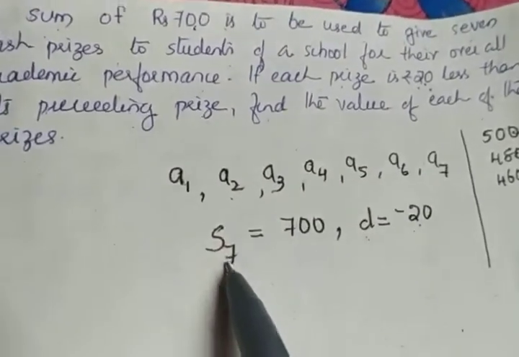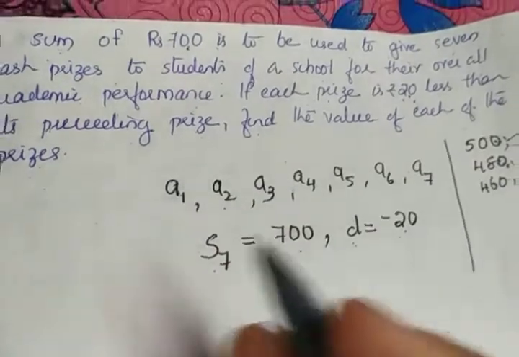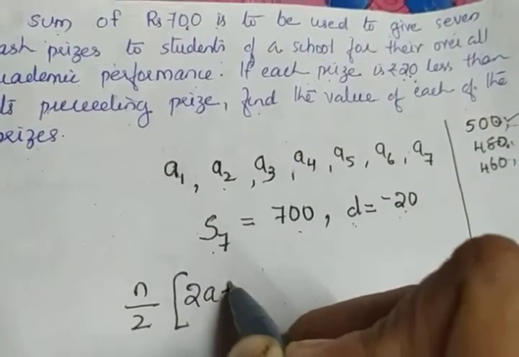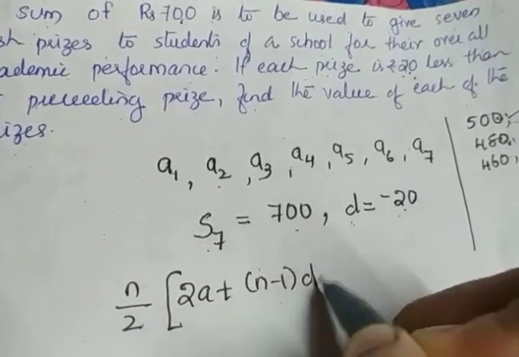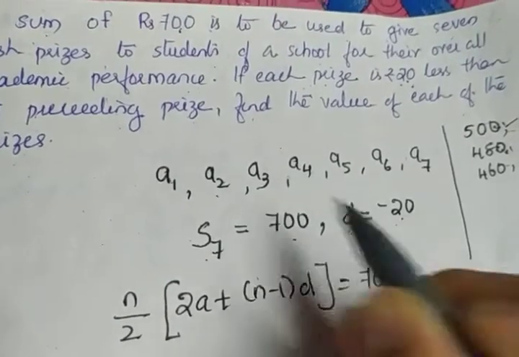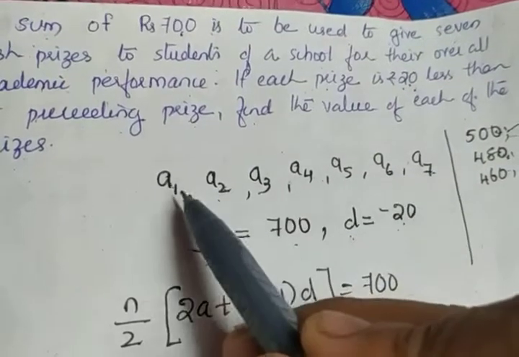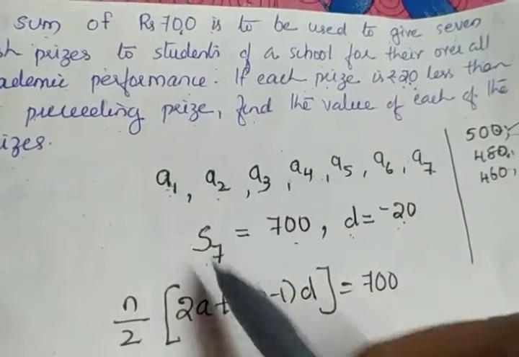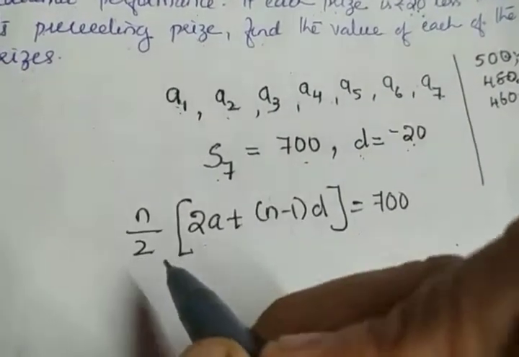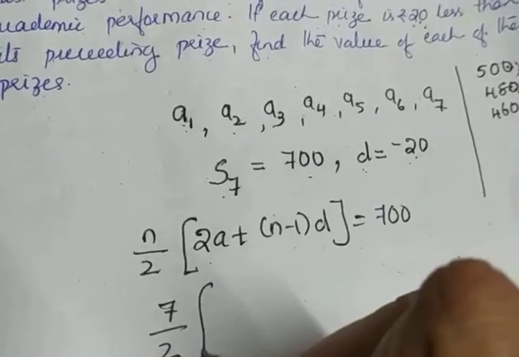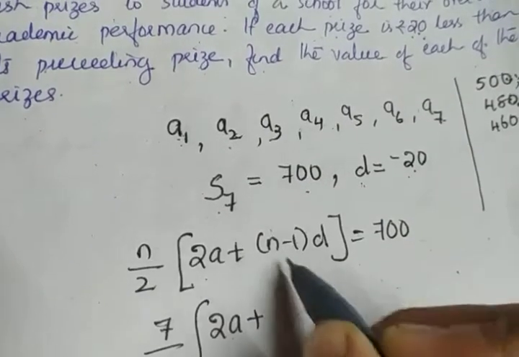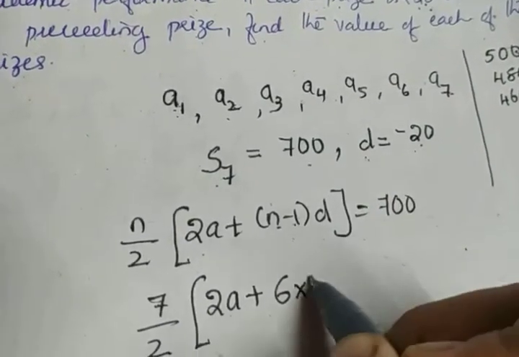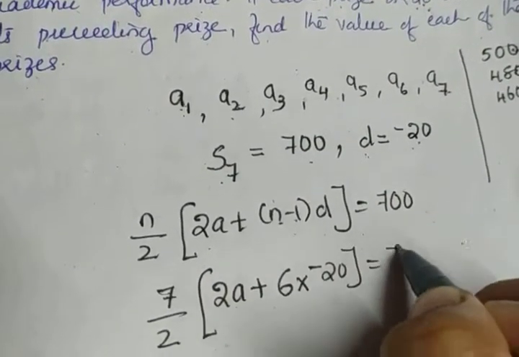Okay. Again come back to the given thing, S7 equal to 700. Apply the formula. What is the formula? n by 2 into 2a plus n minus 1 into d is equal to 700. So our aim is to find these 7 values. That means we have to find a and we know the value of d. We have to find the value of a from this equation. n is 7. So 7 by 2 into 2 into a. a we don't know the value. n we know the value as 7. So 7 minus 1 gives you 6 into d, we took as minus 20, is equal to 700.